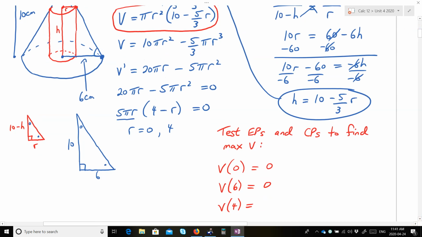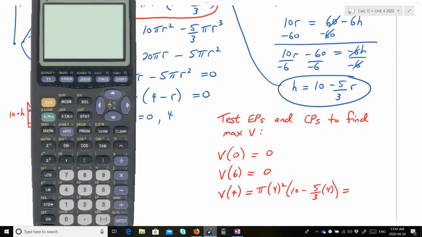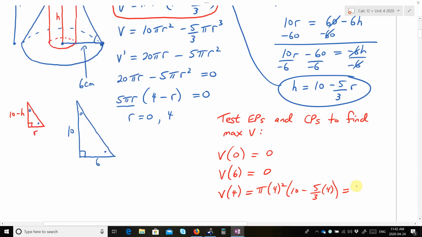So just imagine going pi times 4 squared times 10 minus 5 over 3 times 4. And what do we get for our max volume? Let's see here. Pi times 4 squared times, in brackets, 10 minus 5 over 3 in brackets times 4. Close that bracket. There we go. 167.6, let's say. And what's that going to be? Centimeters cubed. Okay, obviously that's bigger than the 0 and the 0 at the endpoints, so there's our max volume.